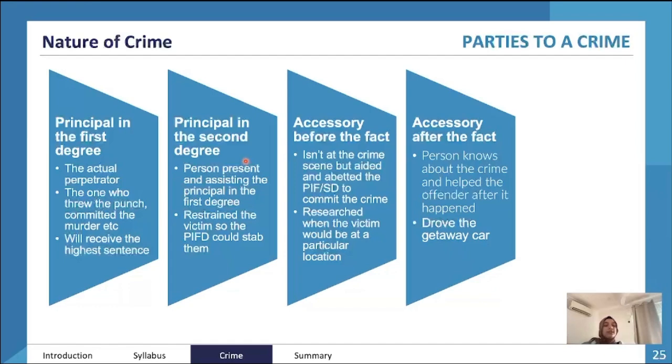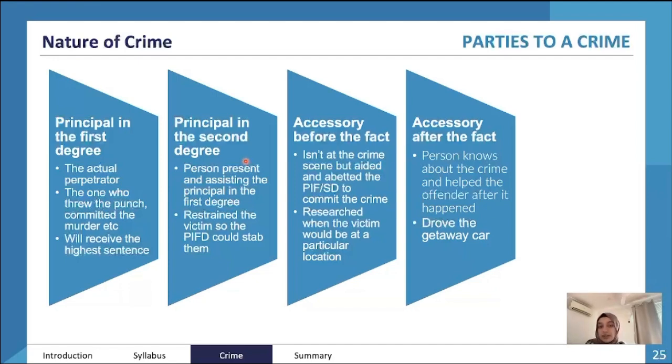Then we have principal in the second degree. So this is a person present and assisting the principal in the first degree. For example, this is a person who restrained the victim so that the principal in the first degree could stab them. Just an example of that, but again, anyone in the second degree is just helping the person in the first degree.